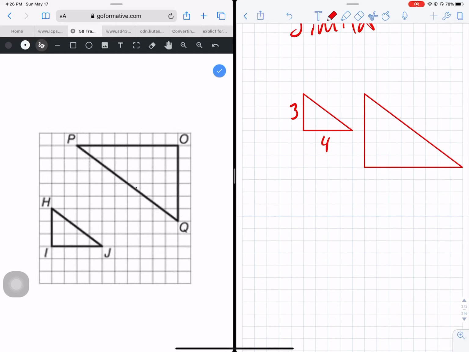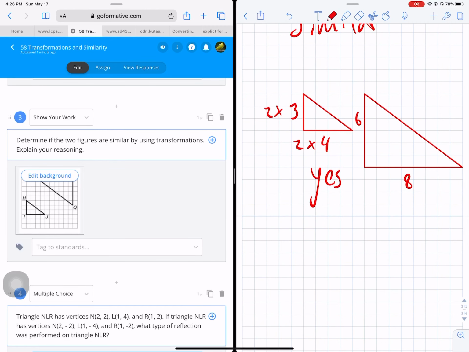And so something to think about is, okay, 6 by 8. See how this is exactly times 2? Because 3 times 2 is 6, and 4 times 2 is 8. So these are similar. So the answer would be yes, they're similar. And so that's something that you'd be able to talk about, is determine if the two figures are similar by using transformation. It's not really asking are they similar triangles. They're saying perhaps are they similar, and can you prove it through transformation?